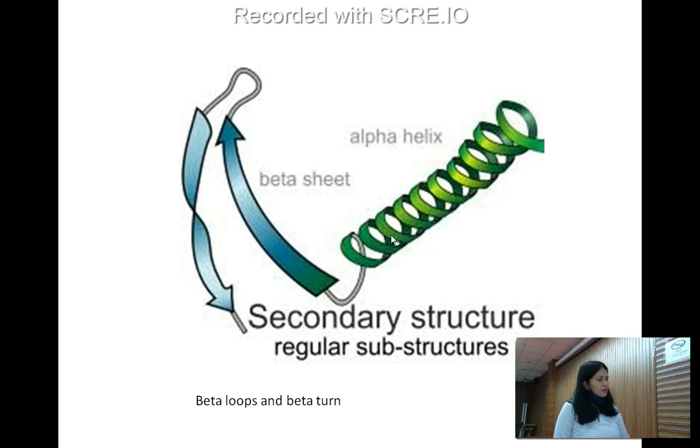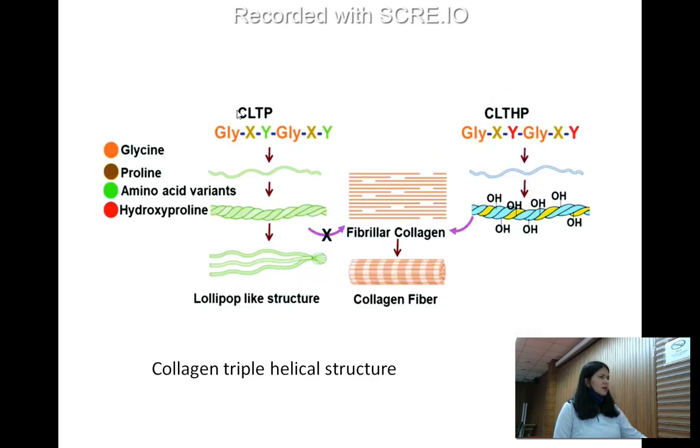Then number 3 is the beta loops, and number 4 is the beta turn. Beta loops, remember, are like a hairpin loop structure. Beta loops are hairpin loop structures, and they are usually present in a normal functional protein. Then in the last class, I asked what type of structure collagen has. Who can answer? Vivek, tell me, what type of structure does collagen have?